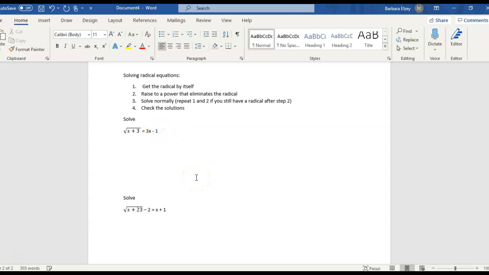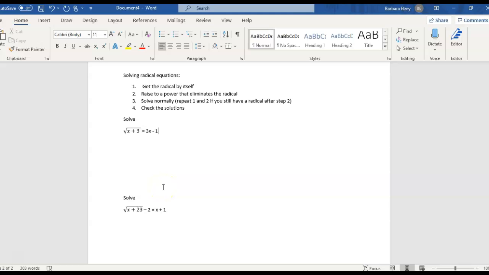All right, so let's take a look at this first one. Get the radical by itself. Well, this whole square root is by itself on the left. Everything that is with it is underneath it, so we can't separate the stuff that's underneath it. Step 1 is already done.